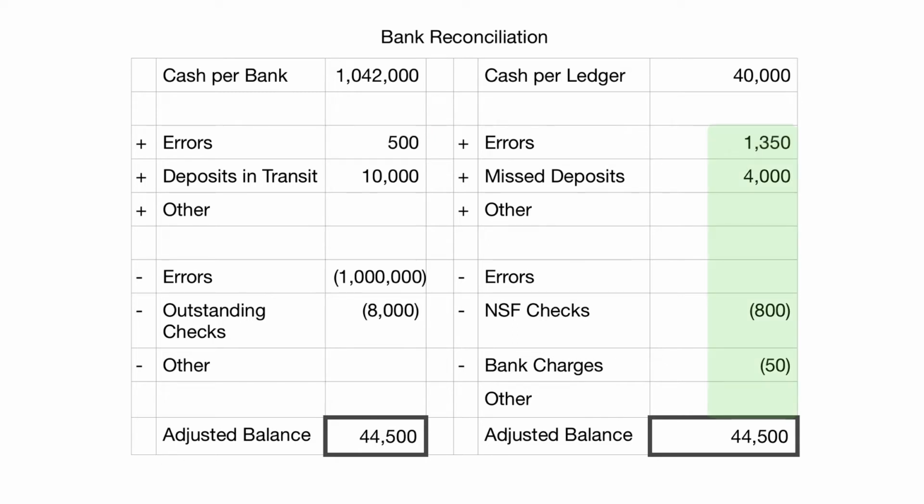Everything here on the right side, all those numbers need to be input to the ledger to bring the ledger balance from $40,000 to the correct adjusted balance of $44,500. These numbers in this area need to be added to my books, and so I would have to debit the cash account for these numbers. And these other numbers need to be subtracted from my cash account, so I will have to credit each of these numbers in my journal in the cash account.